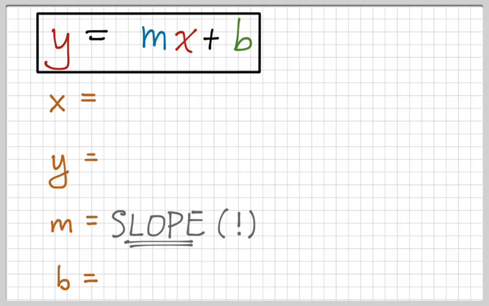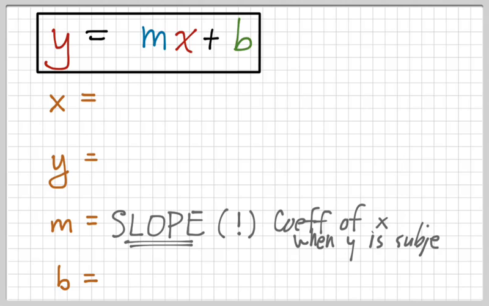That's the slope. Okay. We can recognize it as the coefficient of x when y is the subject. All right. So what role does x play? Yeah. Rise divided by run.